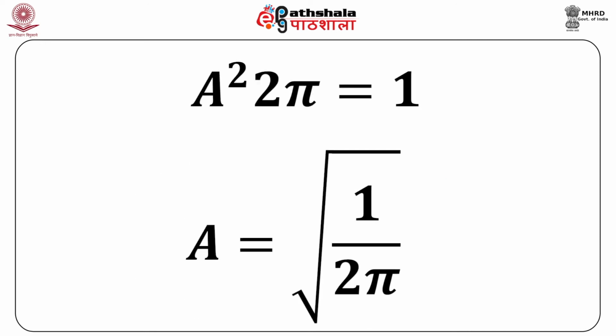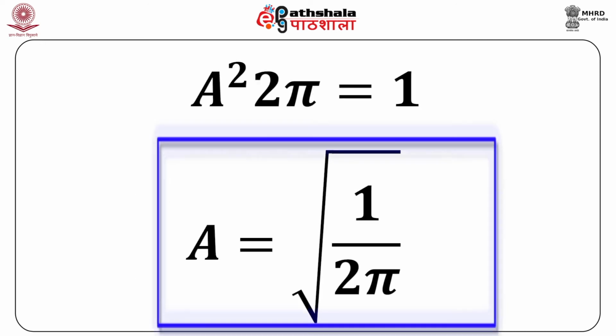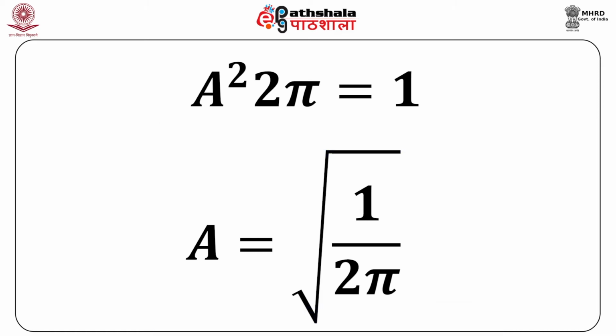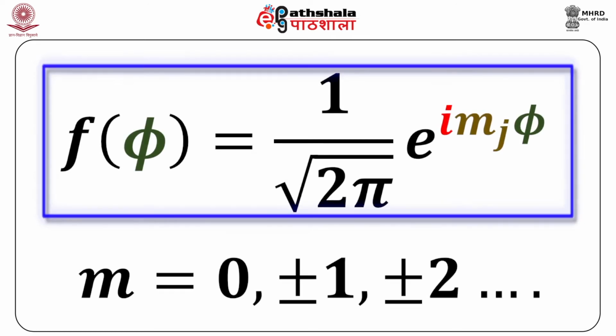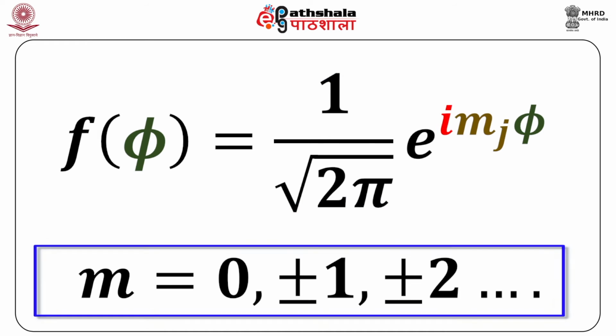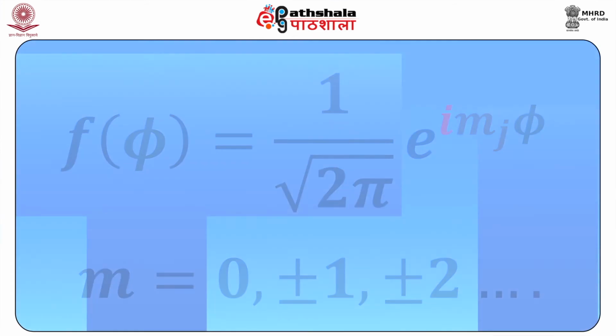From this, we get the expression for a as under root 1 upon 2 pi. Substituting the expression for a in the wave function equation f phi, we get the expression for f phi as 1 upon under root 2 pi e to the power iota mj phi, where m can take up values 0, plus minus 1, plus minus 2 and so on.